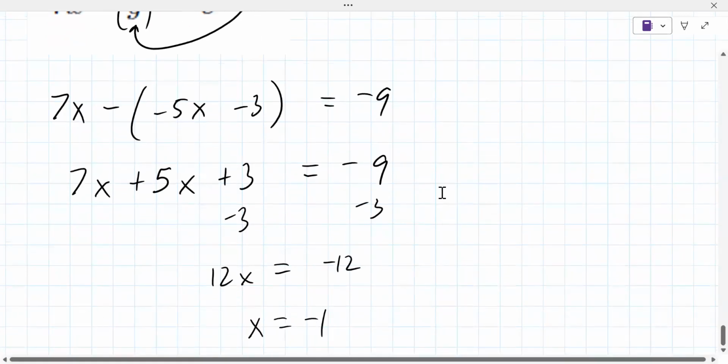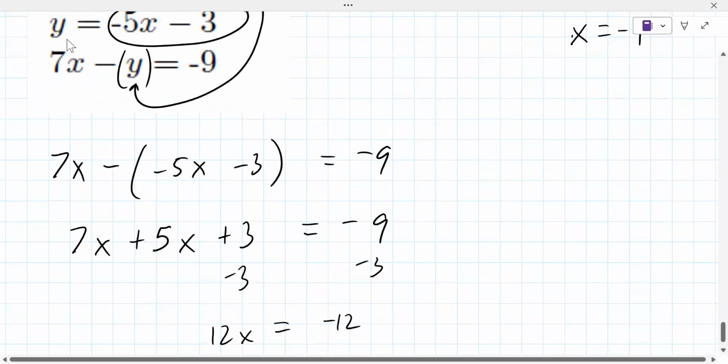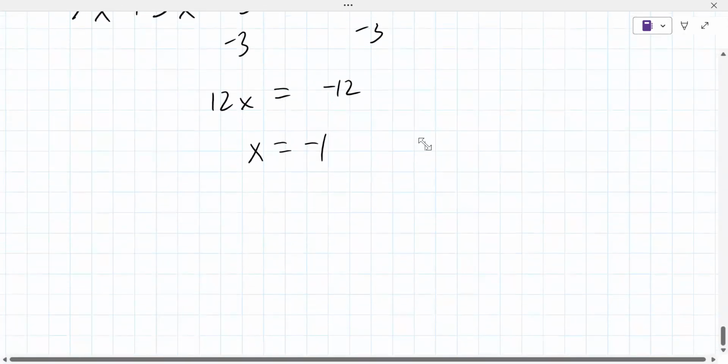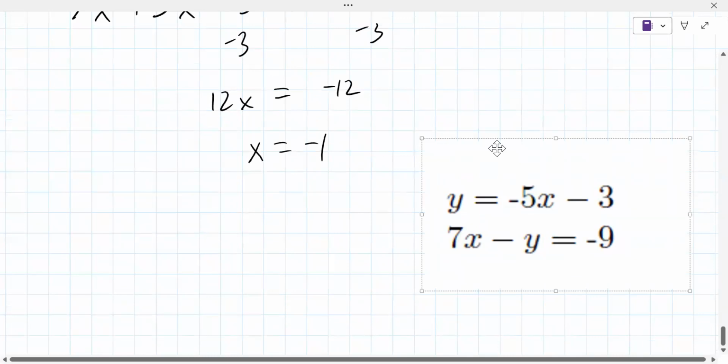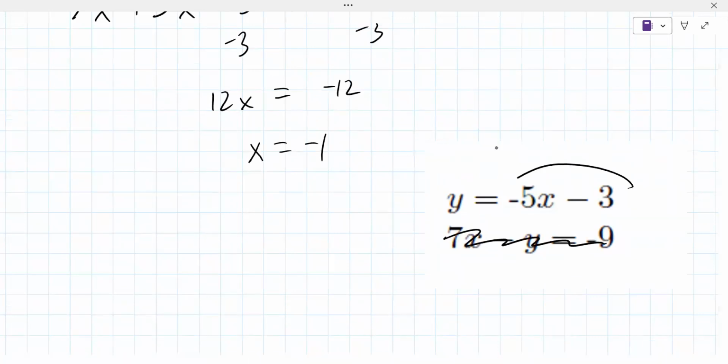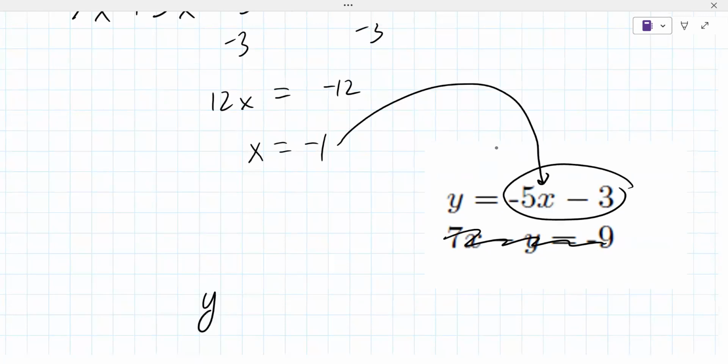Good. Now the next part is you take that x value and you have to pick which equation you're going to use. You pick the one where you're trying to solve for y, so better to do this one. So you're going to put that in for x, and again, you should treat it like it's in parentheses. So it's -5 times -1 minus 3. It's really good practice to put everything in parentheses when you're working things out.